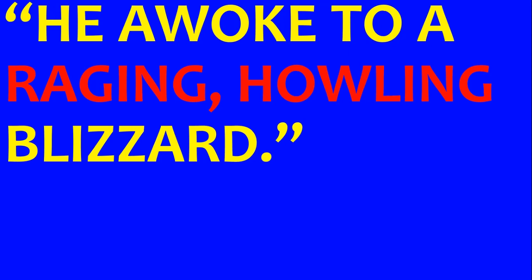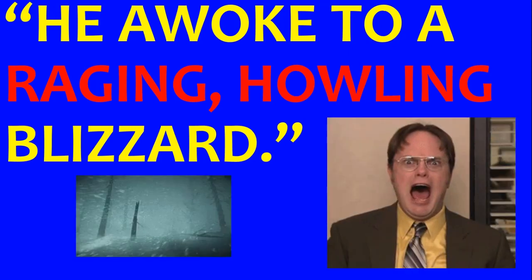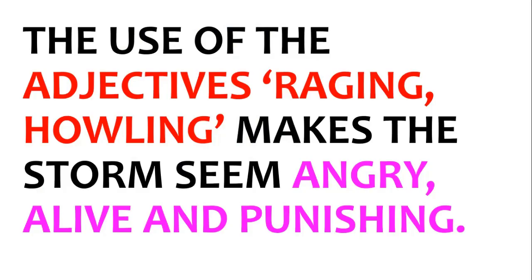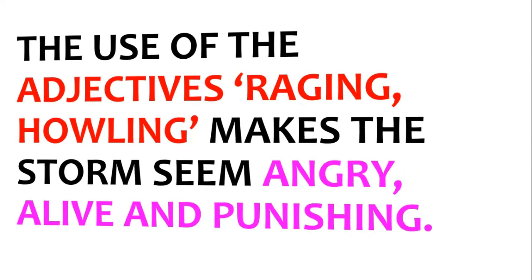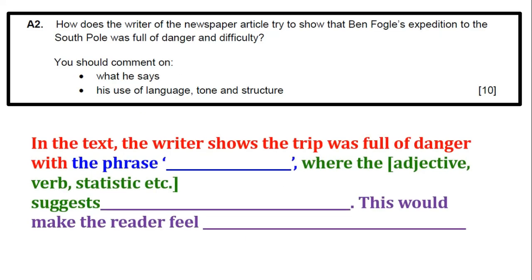So for example, he awoke to a raging, howling blizzard. So we could zoom in on the words raging and howling and say, why has the writer used them? Well, the use of the adjectives raging and howling makes the storm seem angry, alive and punishing. If they would have just put the storm, it just tells us it was the weather, but raging and howling tells us what the writer wants us to know. Okay, so try and use a structure like this to help you. So I would revise the structure you're going to use in the exam.